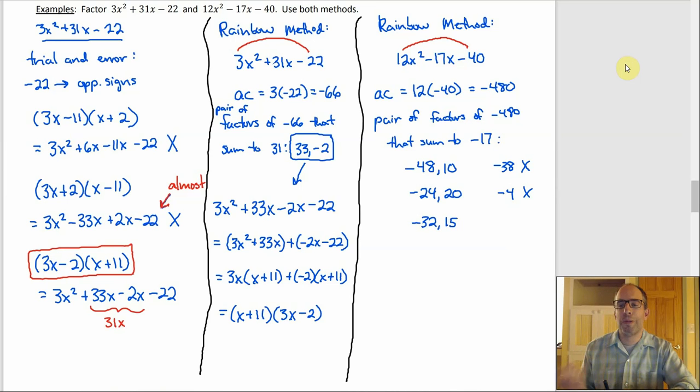So think about it this way. Like 32 times 10 is 320. And then 32 times 5 is another 160. So yeah, it's going to add up correctly. You get negative 17. That is what you want. And then we can do it, right?